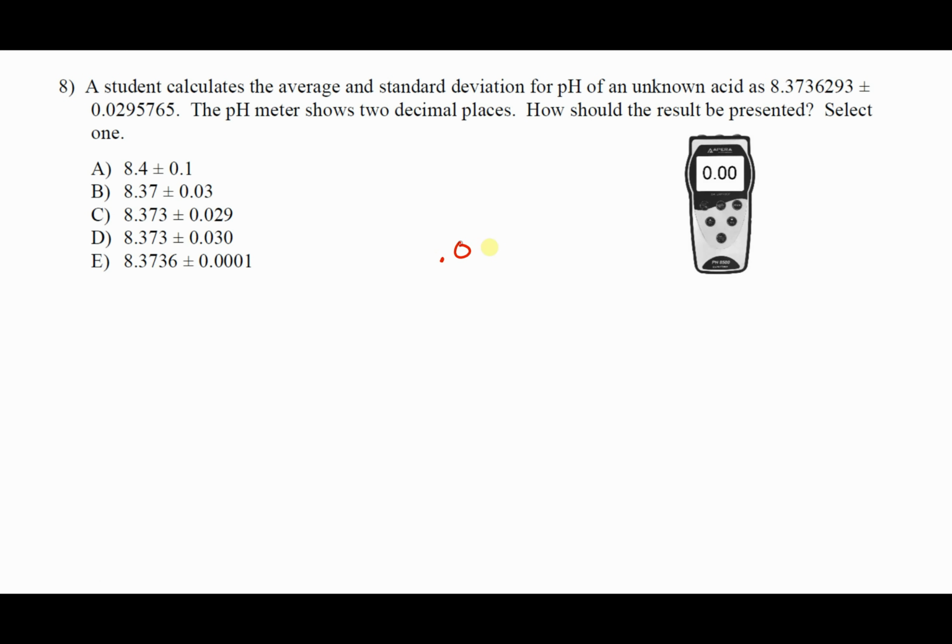So 0.29, that 5 is going to have it round up. So it'll be 0.030. No longer begins with a 1 or 2. So 0.03 plus or minus.